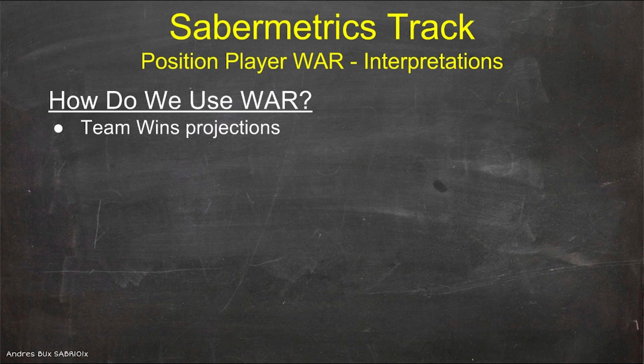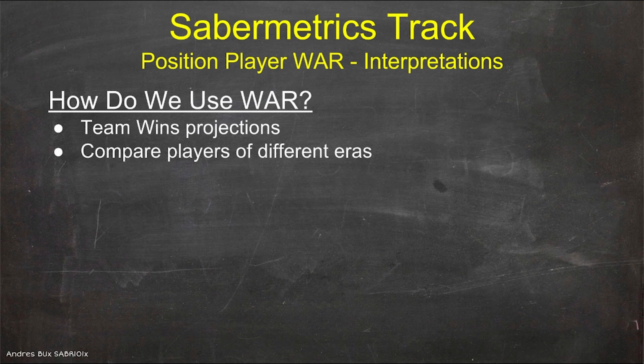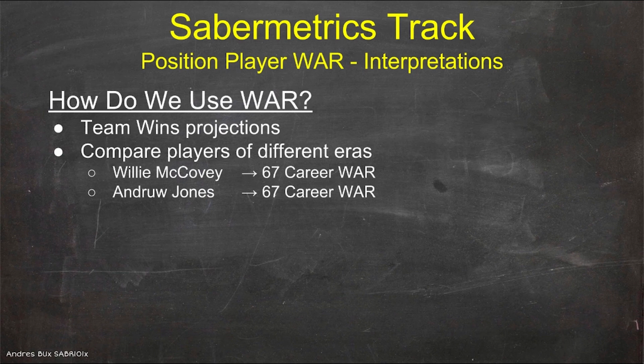The other use of WAR is now we can compare players of different eras. Willie McCovey had 67 career wins above replacement, but so did Andruw Jones. Just by looking at this framework metric measuring all different components to get at the value of a player, it's a pretty good argument that Willie McCovey was just as valuable as Andruw Jones and vice versa. They're about the same level of WAR, meaning the same contribution to winning. They did it different ways.